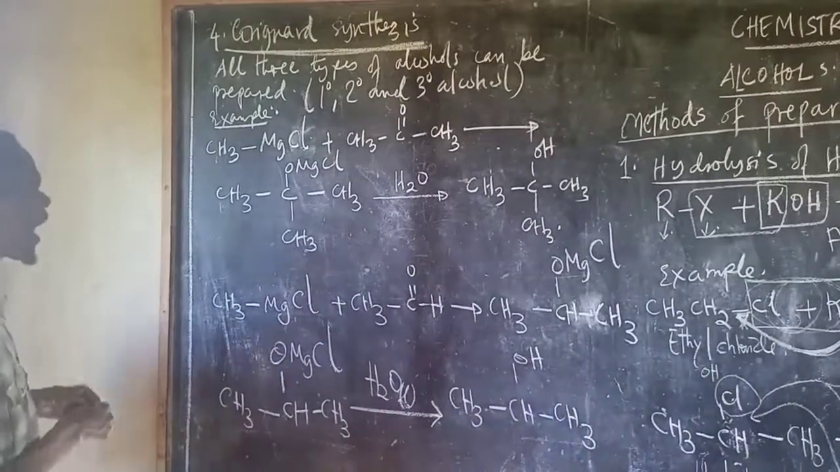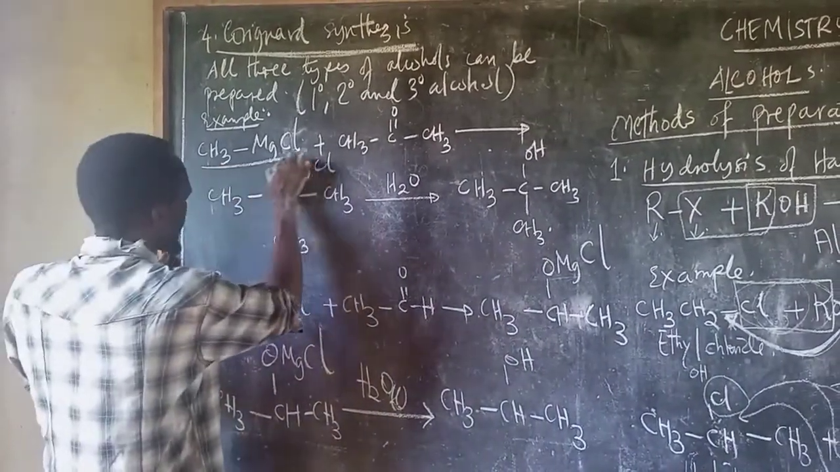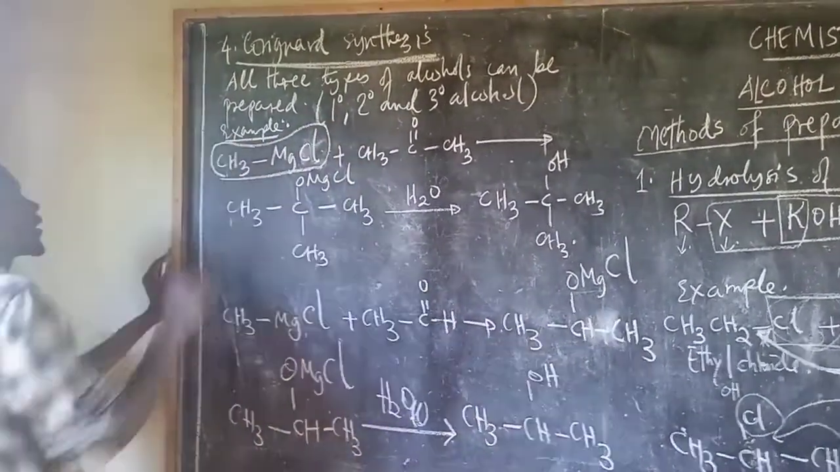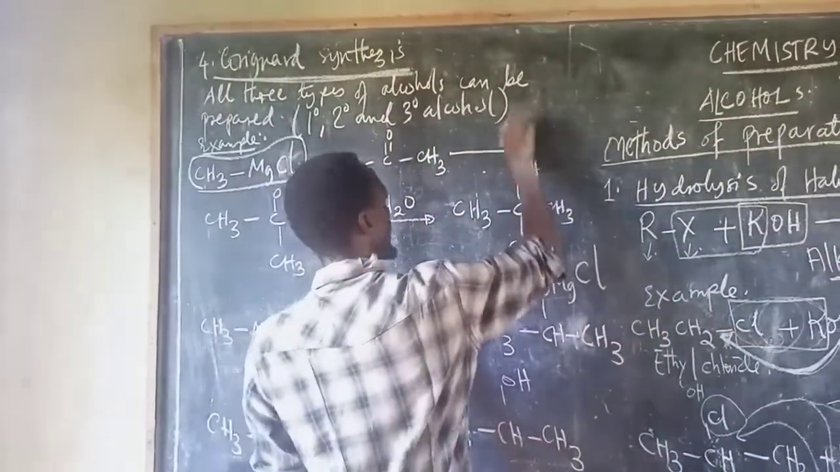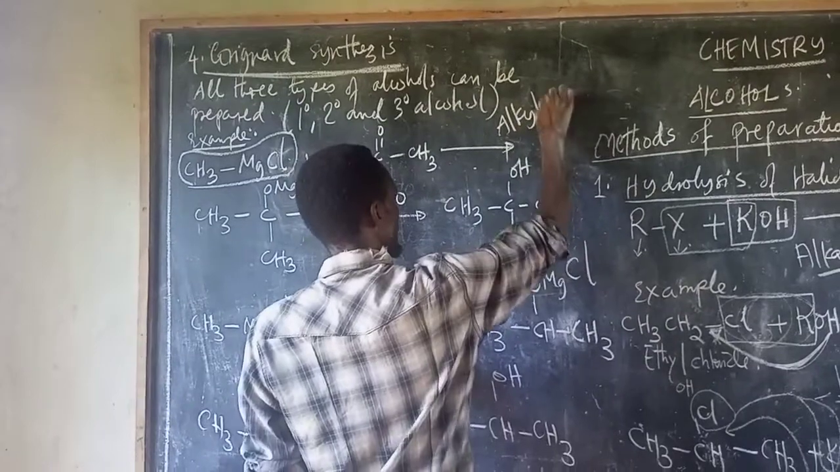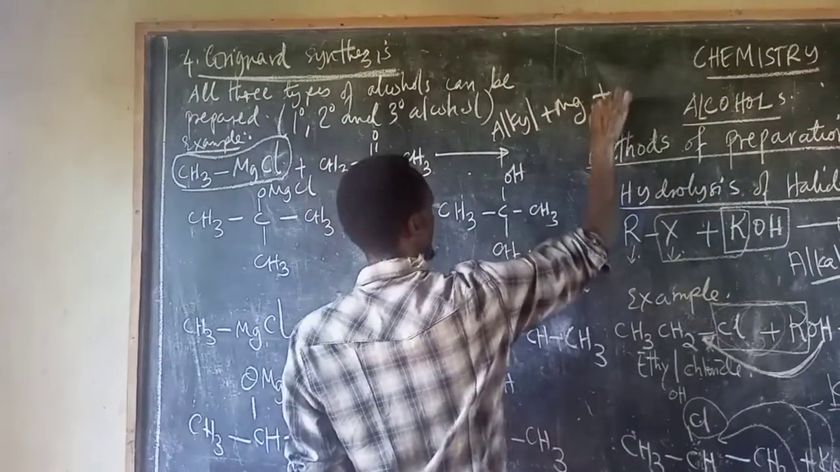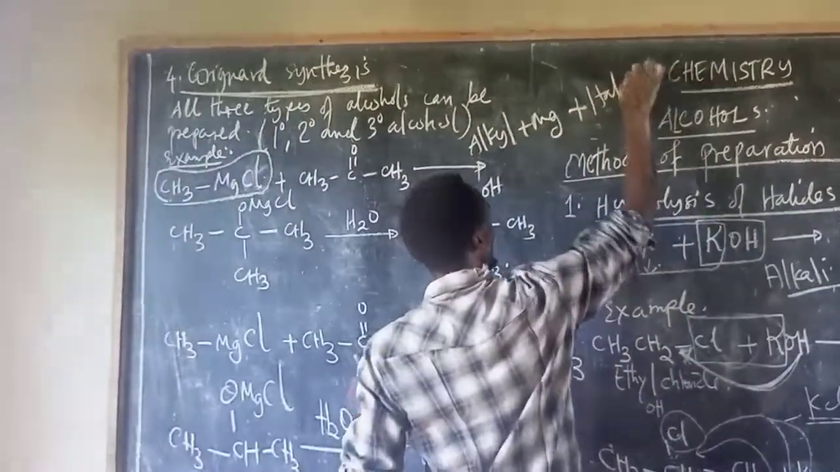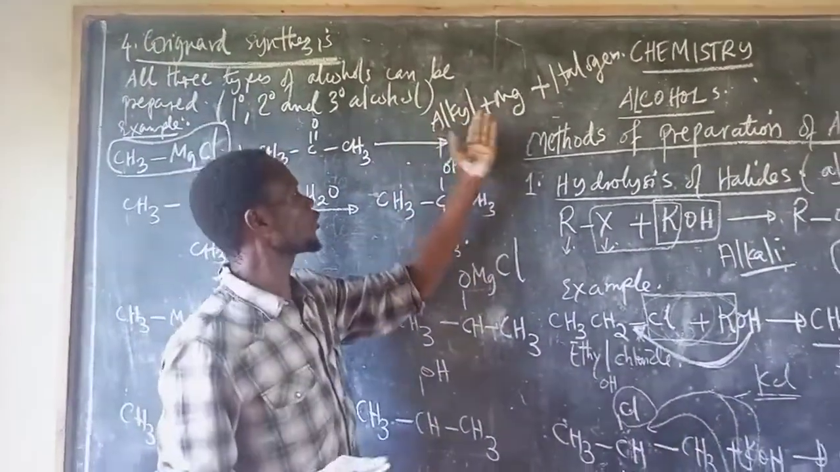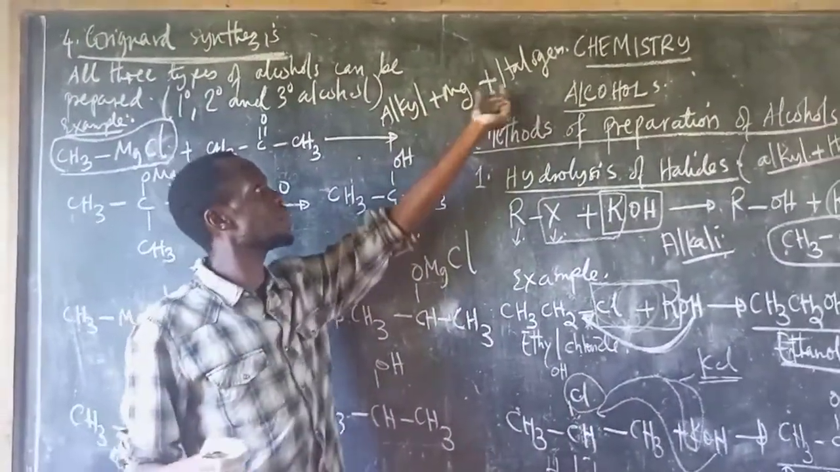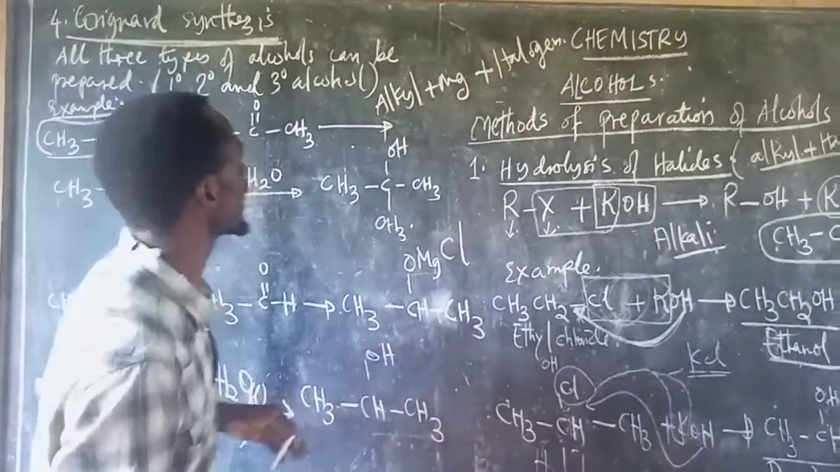This is an example of a Grignard reagent. It is an alkyl group plus magnesium plus a halogen. This is called a Grignard reagent. Once you have in the same compound an alkyl group, magnesium, and a halogen, we are just talking about Grignard reagents.